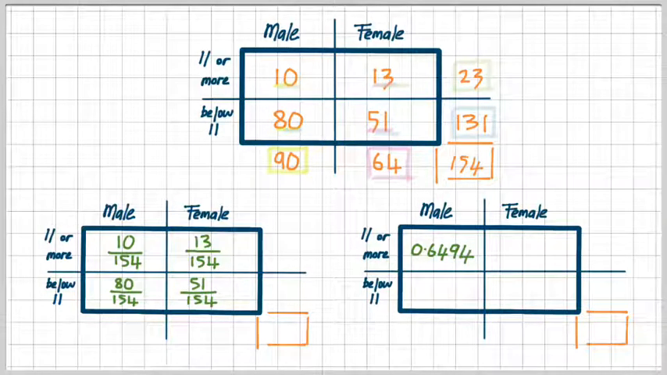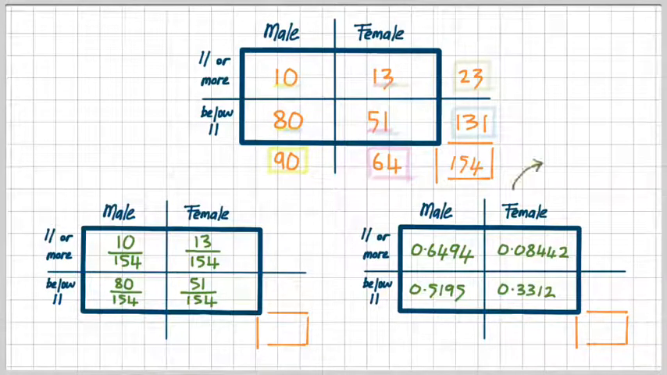So 10 divided by 154 is 0.0649. 80 divided by 154 is 0.5195. 13 divided by 154 is 0.08442. And lastly, 51 divided by 154 is 0.3312. Now, please remember to round your probabilities to 4 significant figures.